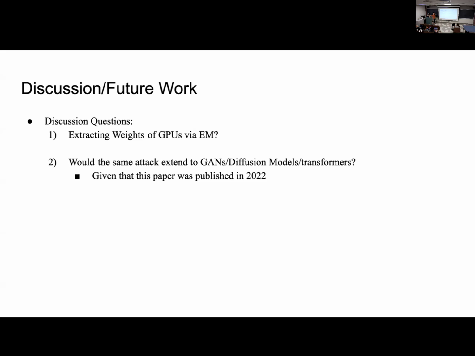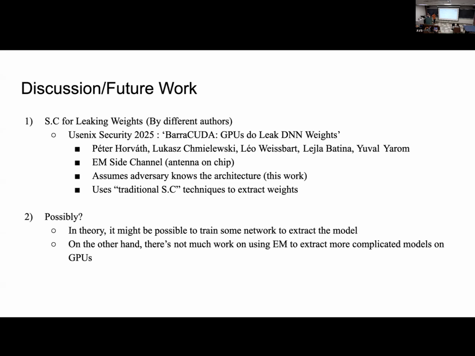Okay. With regards to leaking weights, there is an upcoming paper in NDSS 2025 called Barracuda. So GPUs do leak DNN weights. It's also an EM side channel, but instead of putting your antenna on the power cord, you have to put it on the chip to get a high enough granularity on your EM trace. One interesting thing was that they assume that your adversary knows the architecture, which builds on top of this work. Then they use more traditional side channel methods, like differential analysis, and treat it more as a cryptographic operation than an actual AI inferencing problem. So that's for leaking weights via EM.